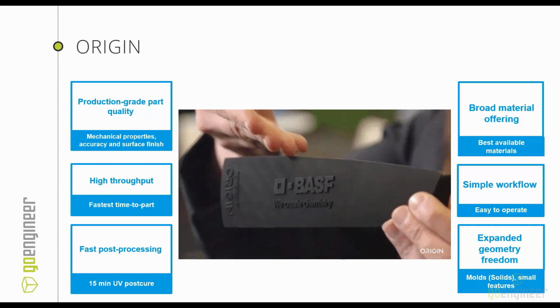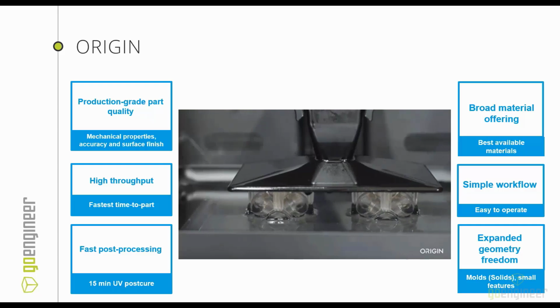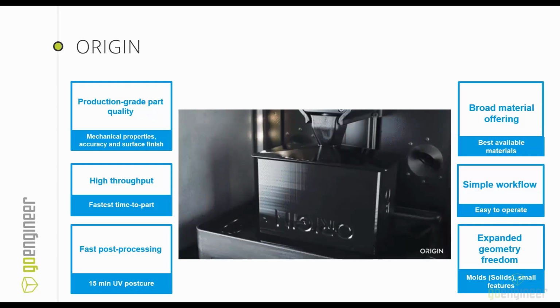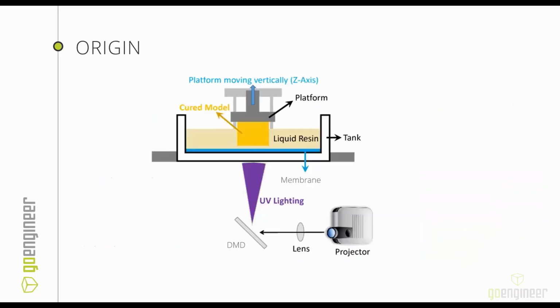So all the different machines have their areas where they're strongest. PolyJet's good for full color models, but now we've got Origin machines for high quality, high durability and high functionality models. Here's an example of what I was trying to say about how the technology works.